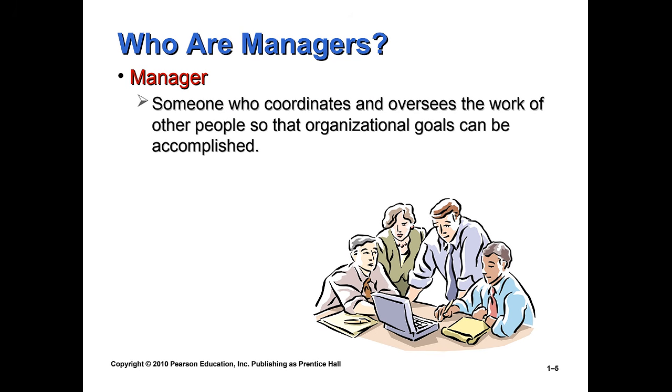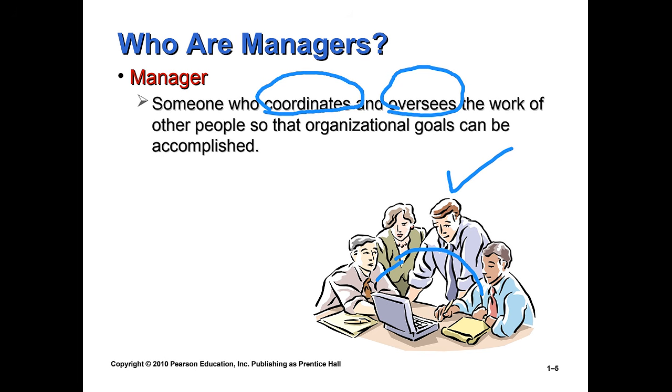Okay, let's start off with the definition of the manager. According to this book, a manager is someone who coordinates and oversees the work of other people, so that organizational goals can be accomplished. So what are the key things that a manager is doing? We can highlight them: he coordinates and oversees. A manager coordinates with them and oversees their tasks.